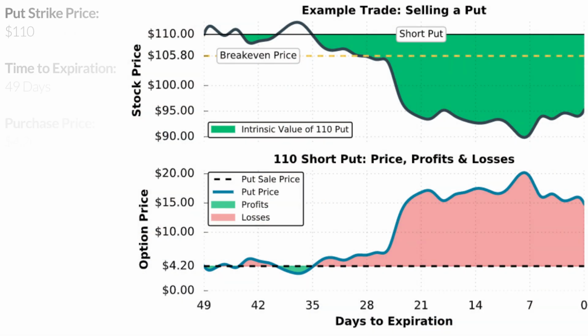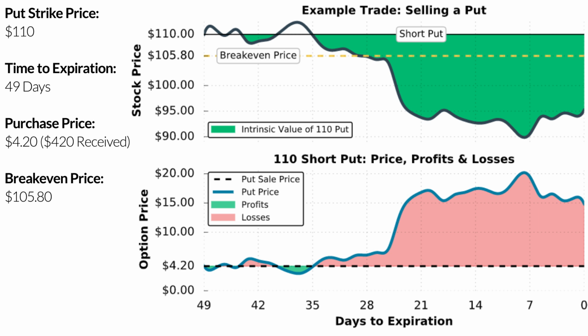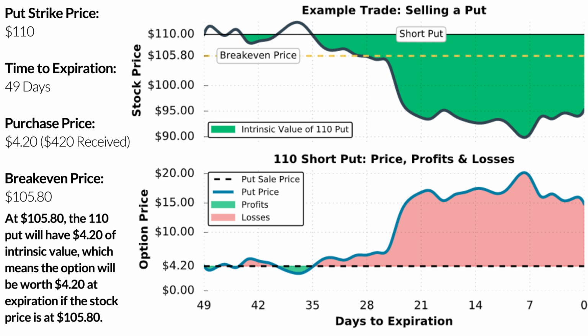In this example, a put option with a strike price of $110 and 49 days to expiration is sold for $4.20. This gives the trade a break-even price of $105.80. The maximum profit potential in this case is $420 because the option was sold for $4.20, and the lowest value the option can reach is $0.